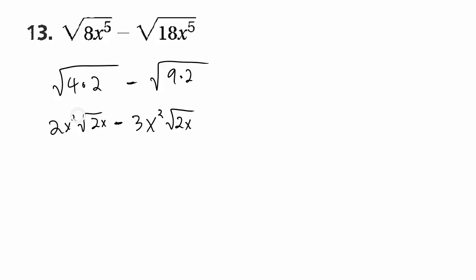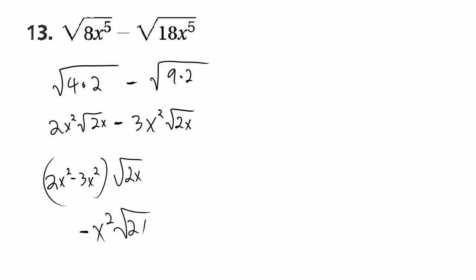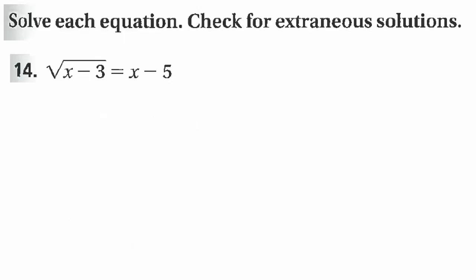So we get 2x squared times something minus 3x squared times something. Off on the side, what is 2x squared? I'm going to subtract these sort of like coefficient terms in a way. These are like terms, 2x squared minus 3x squared. Whatever that is, times the square root of 2x. So we get negative x squared times the square root of 2x as our final answer.